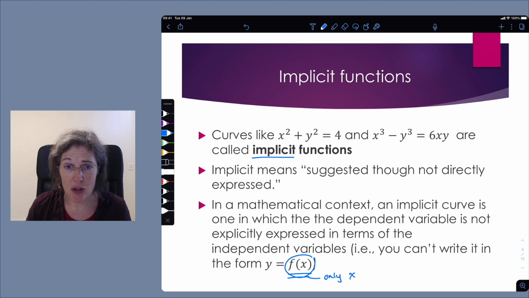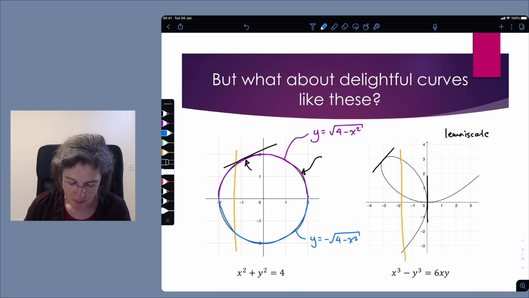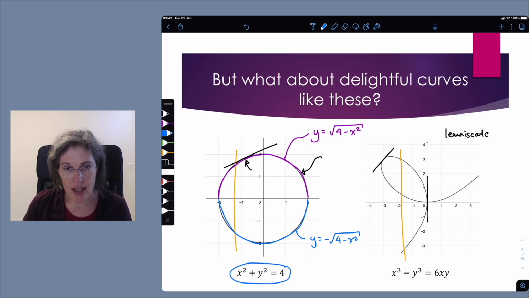So when you've got an implicit function, you're going to find, as you can see with our circle and our lemniscate, we can't rewrite this as y is equal to something that only contains x. Because if we tried to do that, we'd have to take the square root, so we've really got to have y is equal to plus or minus the square root of 4 minus x squared. And this is a problem here, because that means we're not a function. So we can't do this. And similarly, if you tried to solve this for y, you'd reach the same problem. You can't write it in the form y is equal to some function of x.